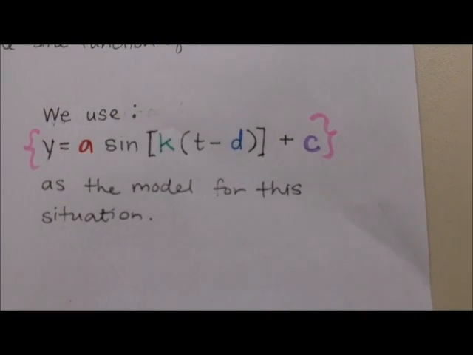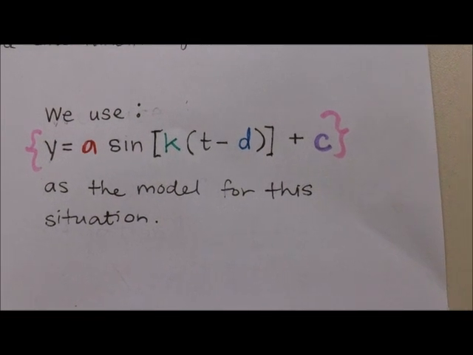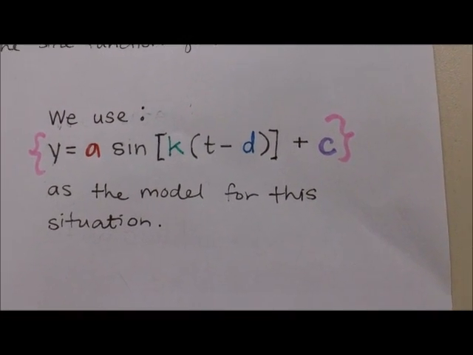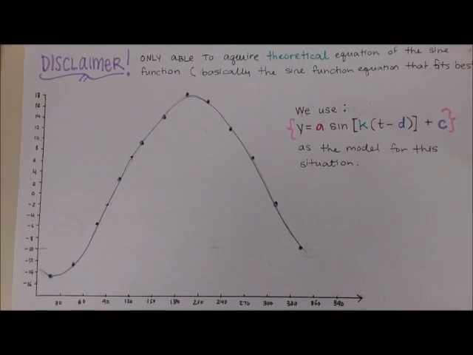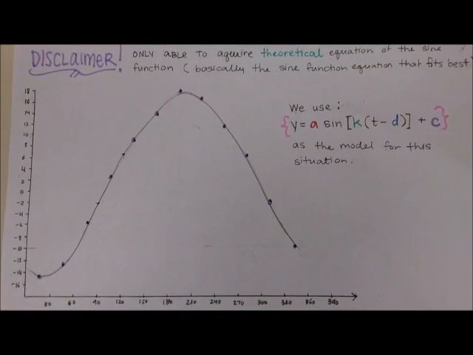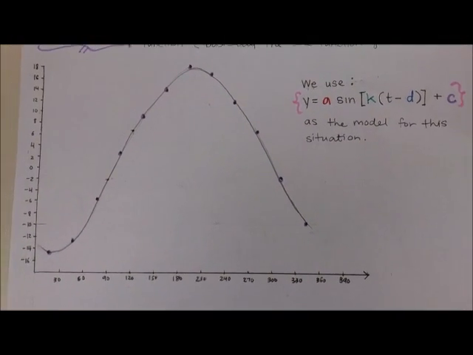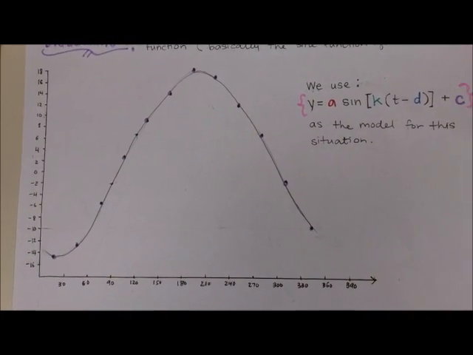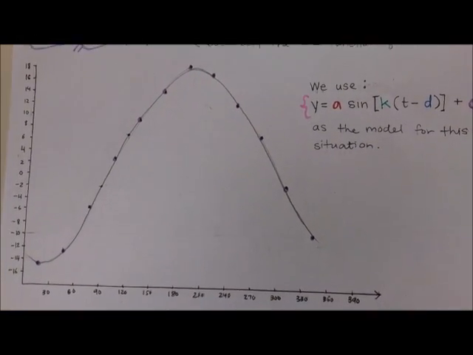The question asks for a sine function, so we know our equation will follow the form of y equals a sine k t minus d plus c. Now, using the given data, we can solve for the missing variables: A, which is amplitude, K, which is the period value, C, which is the horizontal axis or vertical shift, and D, which is the phase shift, which will be discussed later in detail on how to find.